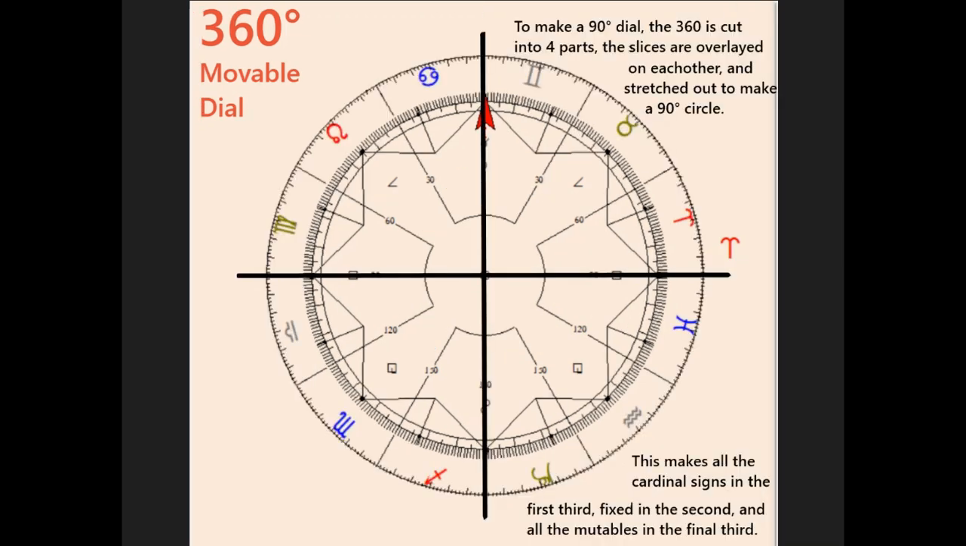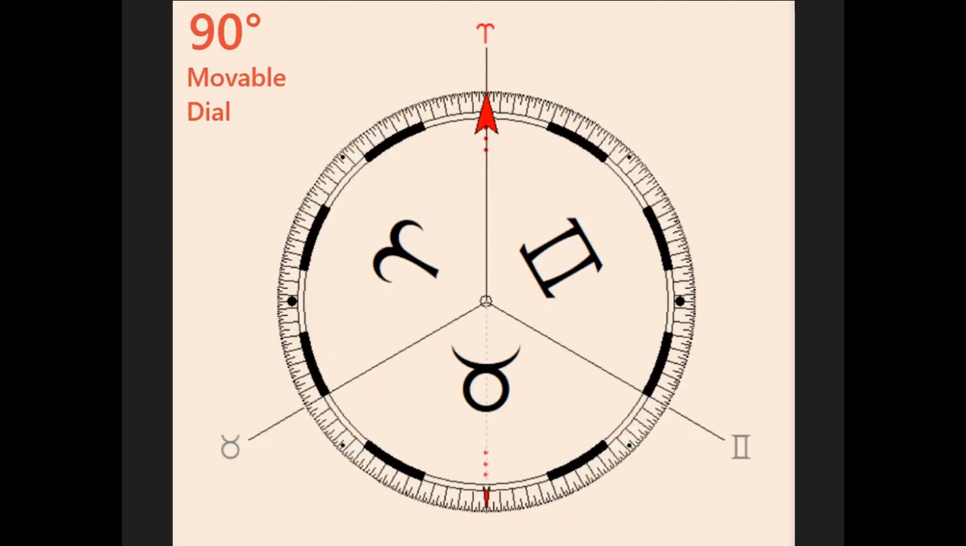The 360 movable dial is divided into 4 pieces and overlaid on each other to make the 90-degree dial. The 90-degree movable dial functions as a magnifying glass to the 360 chart, and it is a very important tool to specify what the aspects in the traditional modern chart mean. It is super powerful for obtaining further information.